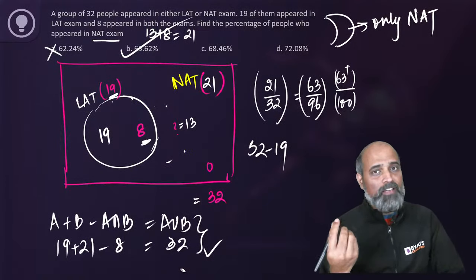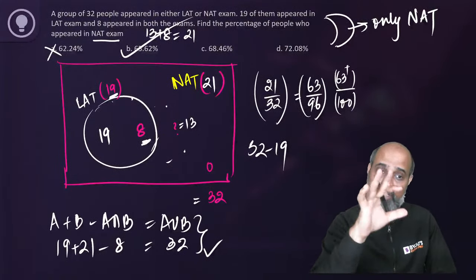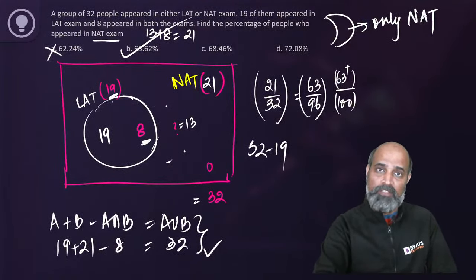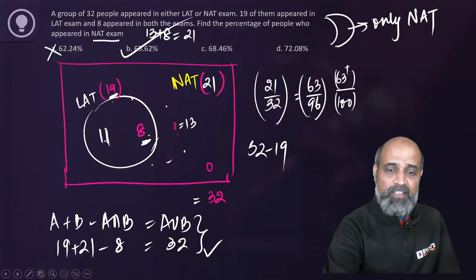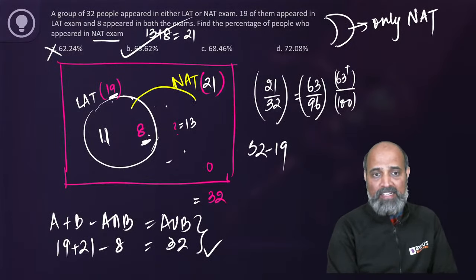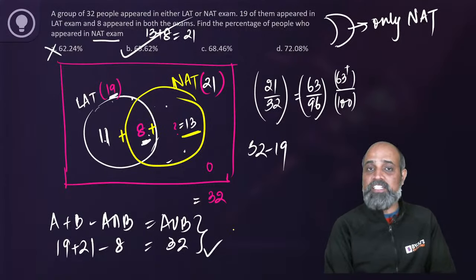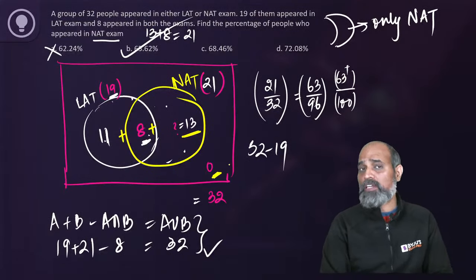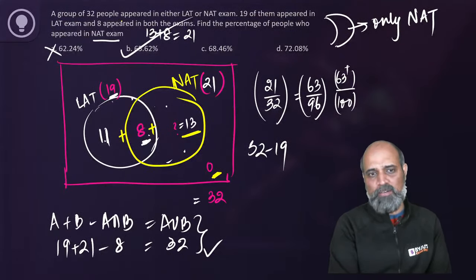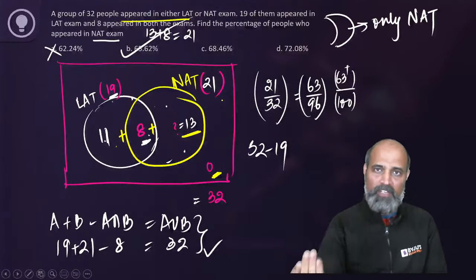नजर नजर का फेर है. You have to follow the circle that we are talking about or whatever the question is discussing about. So 19 में से 8 तो already है ना? So this will end up in 11, no? 11 plus 8 is 19. And if 11 plus 8 is 19, तो 11 plus 8 plus what is 32? 13, no? Why am I not adding the outer one? Because that's already 0. It's given. They appeared in either LAT or NAT. There was nobody who did not appear in both the exams.